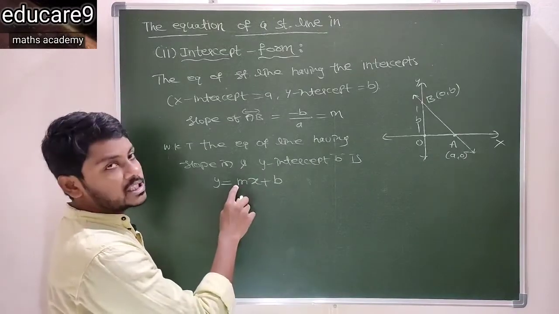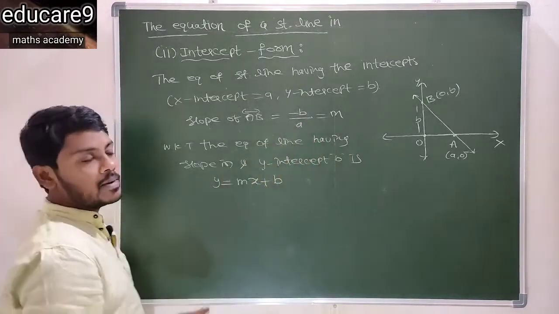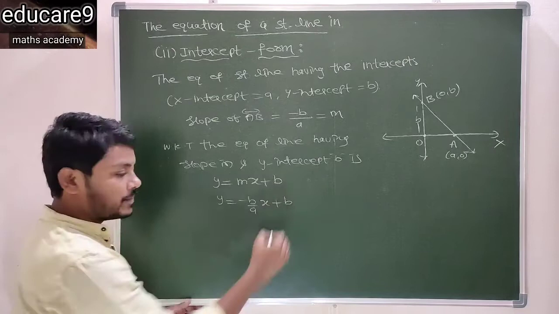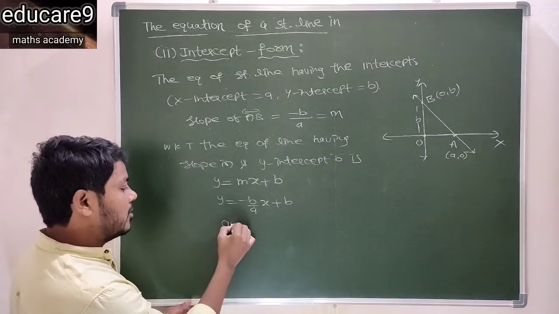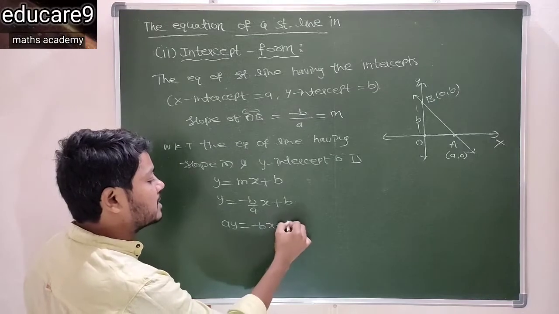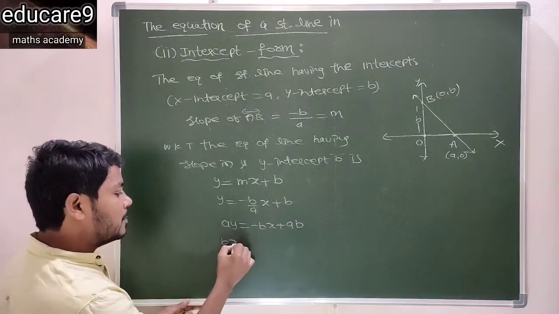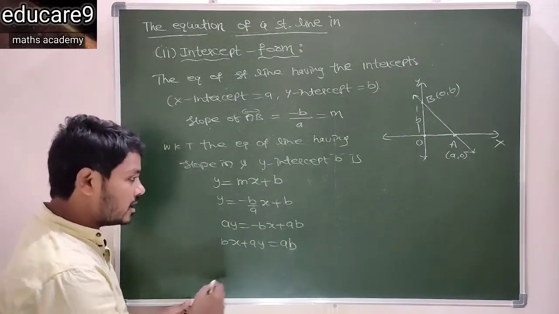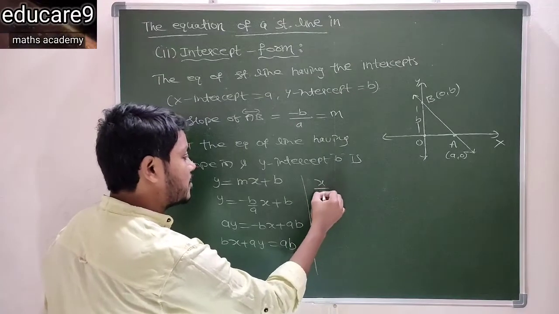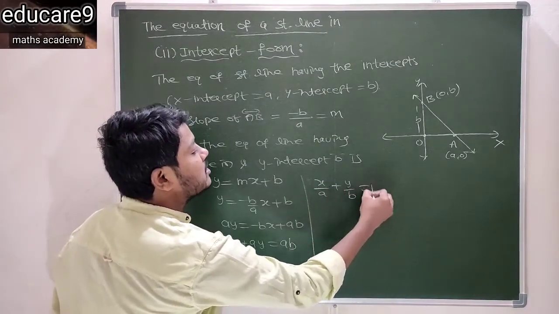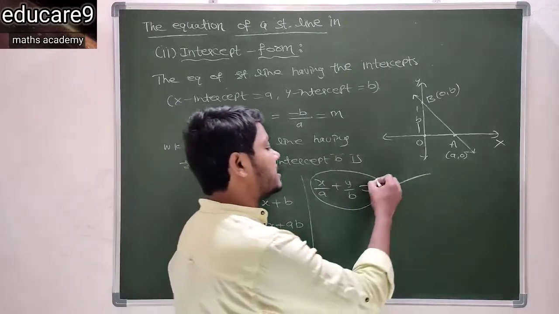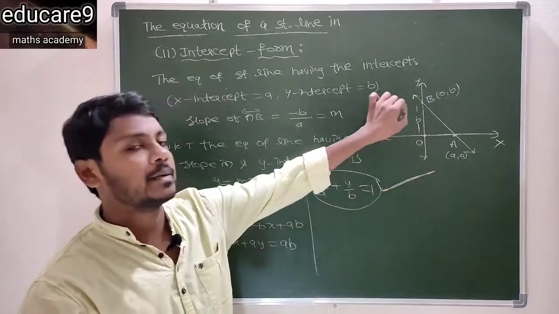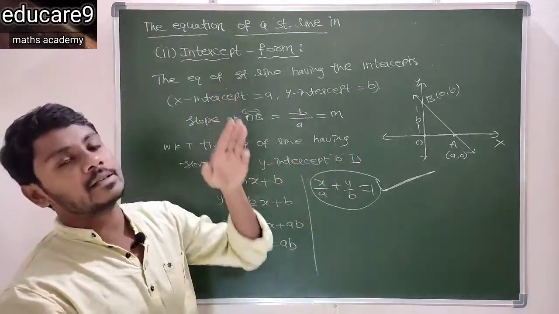So you know that the m value, that is the slope of the required line, is minus b by a. So y is equal to minus b by a x plus b. Now this is ay is equal to minus bx plus ab. Now this is bx plus ay is equal to ab. Now divide by ab on both sides. So what you get? x by a plus y by b is equal to 1. Okay. So clearly this is the equation of the straight line whose x-intercept is a and y-intercept is b. So this is the intercept form.